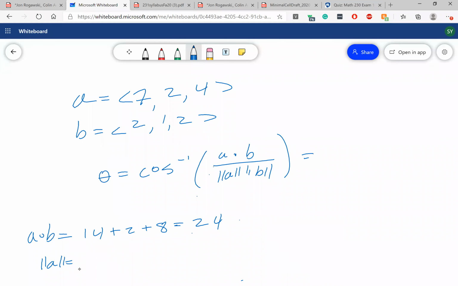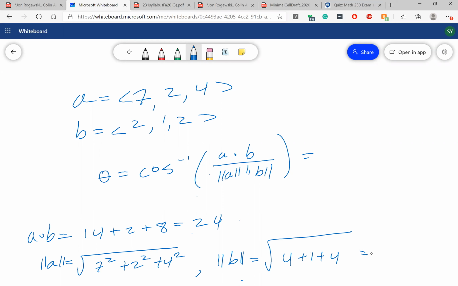And the magnitude of A is equal to the square root of 7 squared plus 2 squared plus 4 squared. And I'm not really going to do that. And the magnitude of B is equal to the square root of 4 plus 1 plus 4, which is equal to the square root of 9, which is equal to 3. So then this is going to be equal to cosine inverse of 24 over the magnitude of A, whatever that was, times 3.